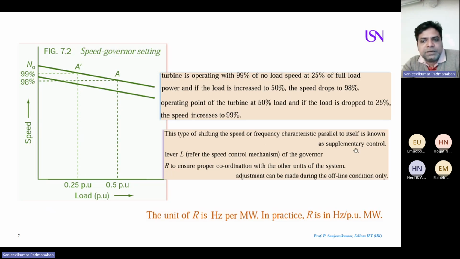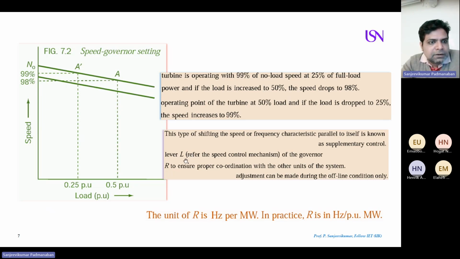What is called supplementary control? Supplementary control is the process of shifting the speed or the frequency characteristics parallel to itself. It's called supplementary control. For example, you can have a look here. I have one type of speed which is around 99%. Parallelly, at 50% load, I have 98%. So we want to control between these two margins, then it is called supplementary control.